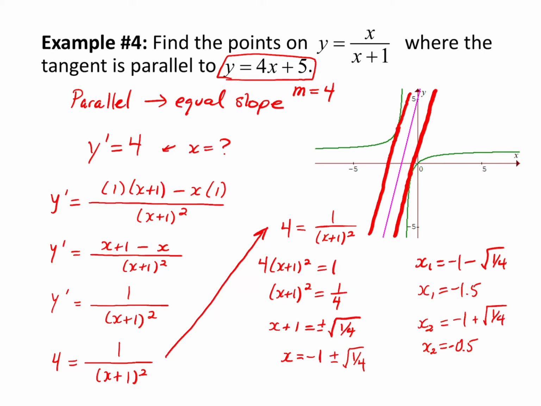So again, if we want to find where the tangent line would be parallel, we would find where the derivative is equal to the slope of the line we're looking to be parallel to. So in this case, the 4x plus 5. So we want to know where the slope of our function was equal to 4.